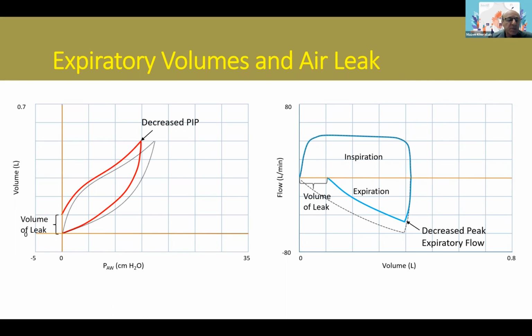So there is a decrease in the peak inspiratory pressure. At the same time, the pressure would go back to zero, but the volume would not go back to zero. It would actually cut off at the level where the leak volume is. So if you lost 100, we would go down to the 100 level. And if it is 200, it would actually cut off here.